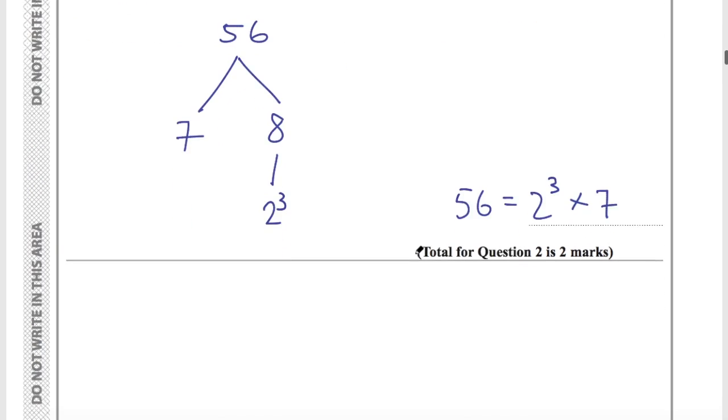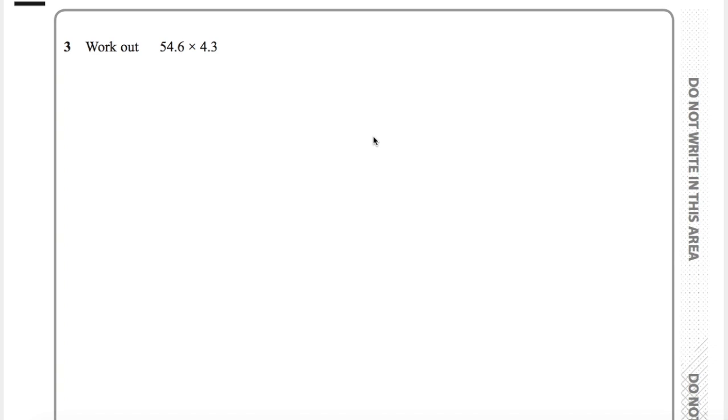And that's question 2. Question 3 says, work out 54.6 times 4.3. When you're multiplying decimals, what you want to do is remove the decimals from those numbers and do a normal long multiplication. So what I want to do here is to do 546 multiplied by 43.